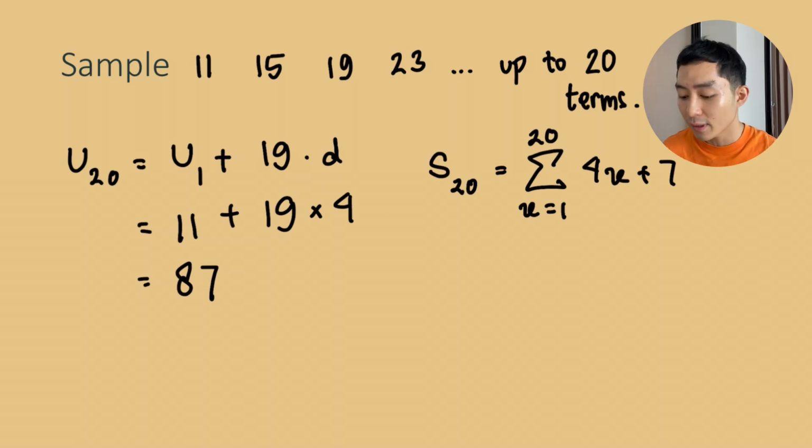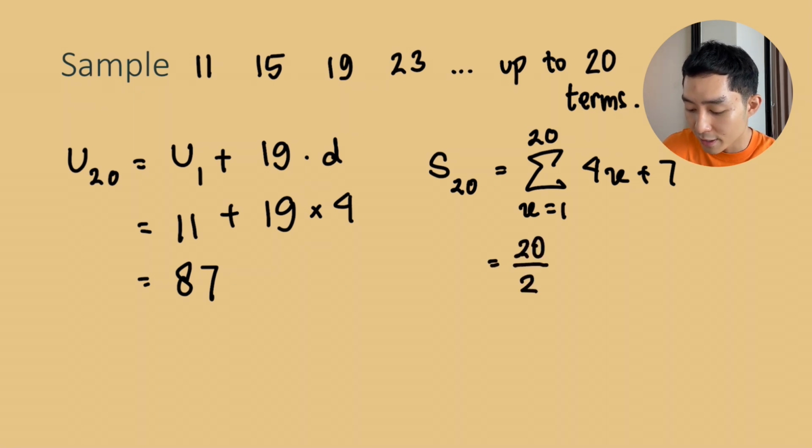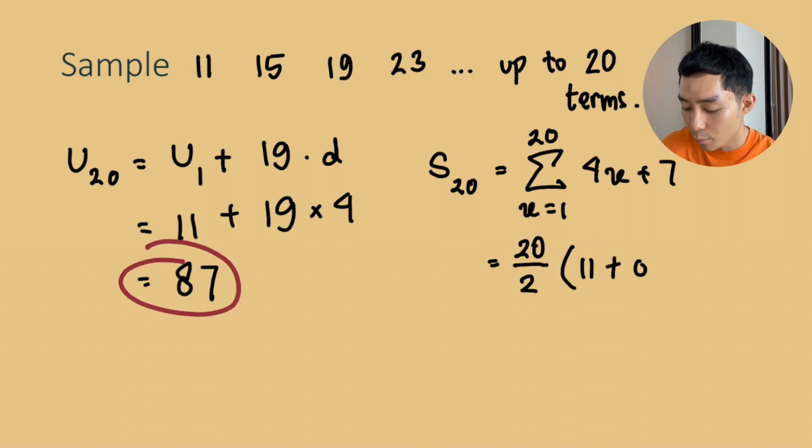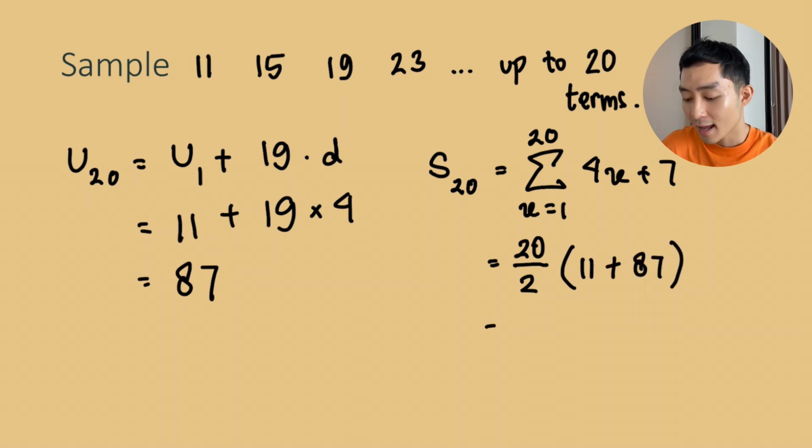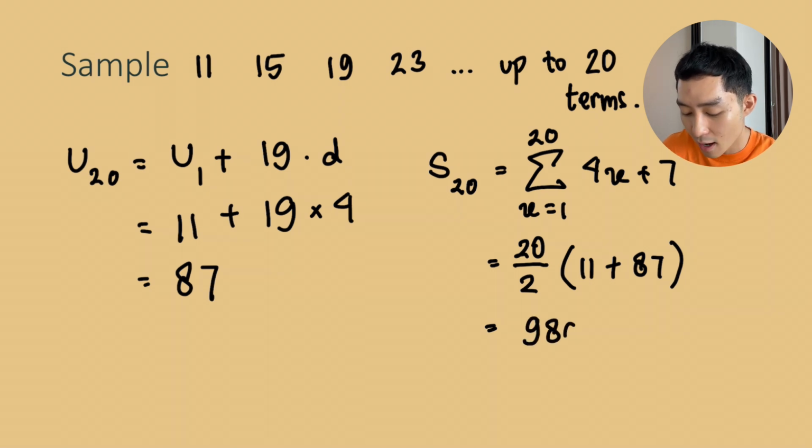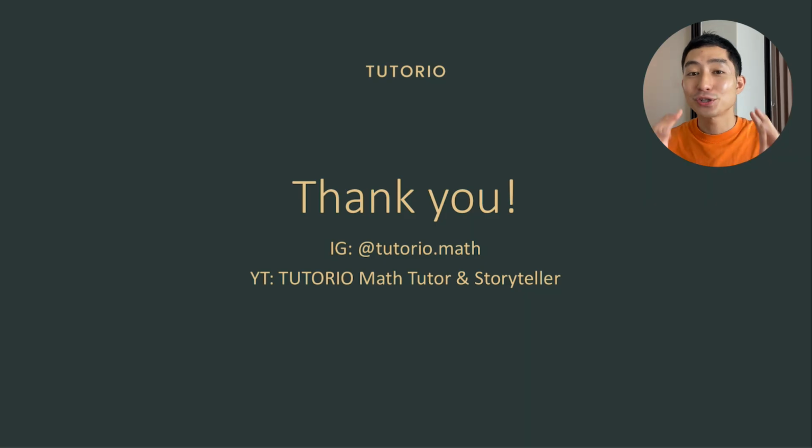Moving on to calculating the real sum, it is 20 terms divided by 2. The first term is 11, and the last term, we found, is 87. Calculating that, we will get the answer 980. That is the short video on arithmetic sequence and series.